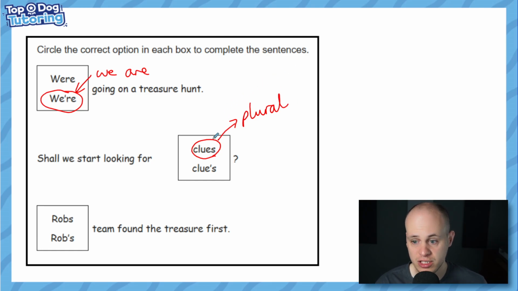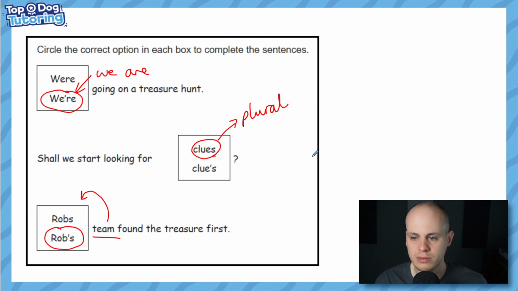Remember, plural words just end in S. If there's more than one clue, there's lots of clues, it just has an S on the end. And that's all it is in this situation here. And then finally, introducing the idea now of possession, Rob's team found the treasure first. The team belongs to Rob in this sentence. So once again, I need to use an apostrophe, this time not for contraction, but for possession.